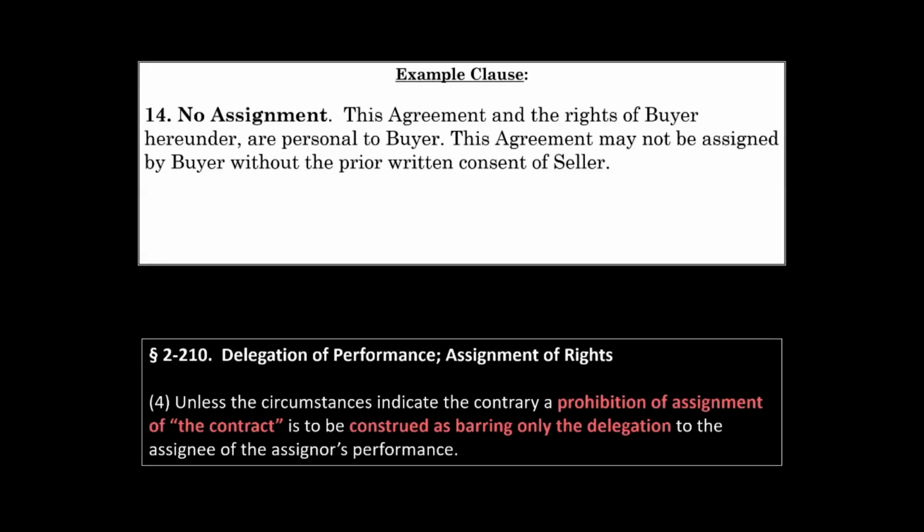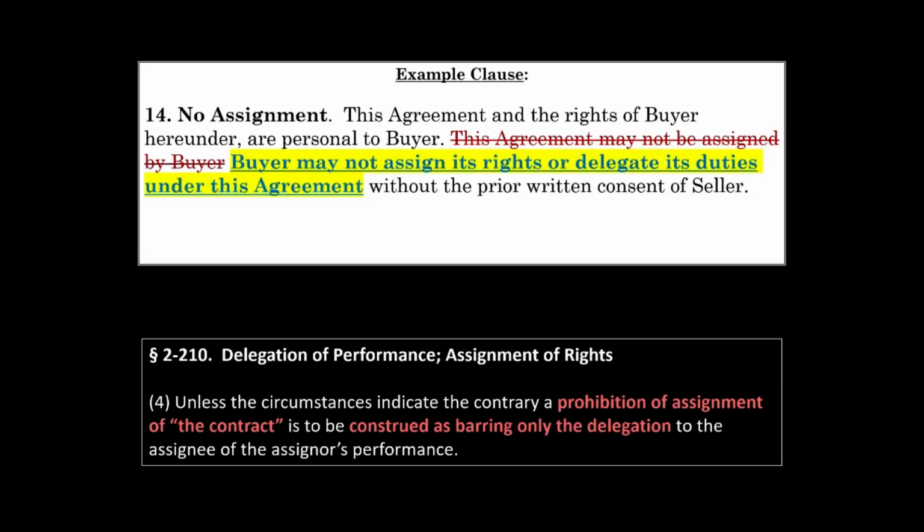Thus, under subsection 4, if the contract parties intend to prohibit the assignment of rights, then they must be more explicit about that intent in the express terms of their contract. To quote the language from the introductory clause of this statute, they must make it clear that the circumstances indicate otherwise. Stated differently, the no assignment clause in the parties' contract must look something like this. Press pause now to read this revised language and see how it makes the parties' intent clearer.